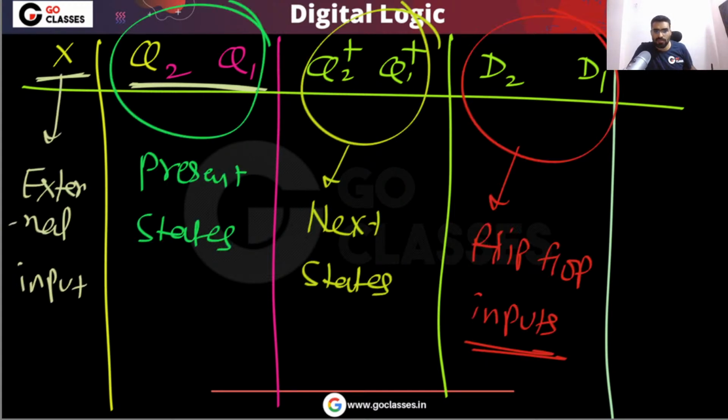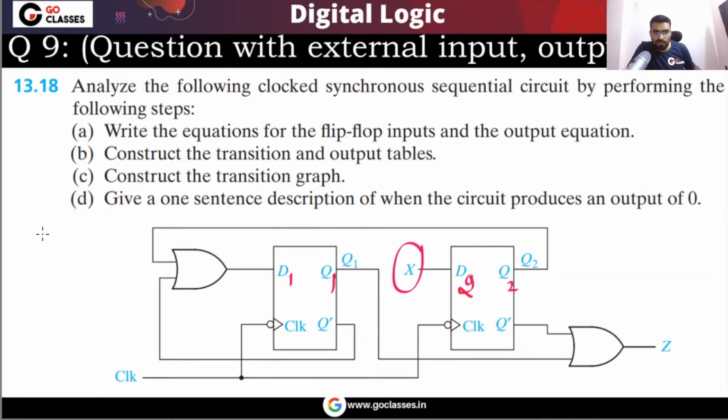First of all, you tell me what is the equation? What is D1? Remember, this is Q2, and this line is coming from Q1 dash. So D1 is Q1 dash or Q2. Okay, what is D2? D2 equal to X. Can you notice D2 equal to X? D2 is the same as X. Okay, so D1 is this.